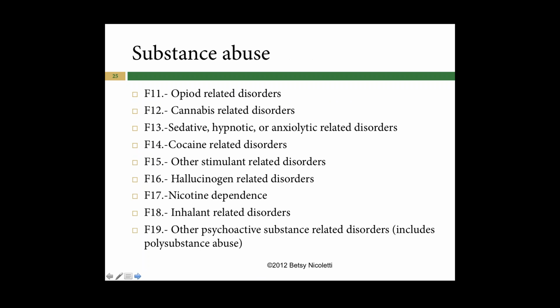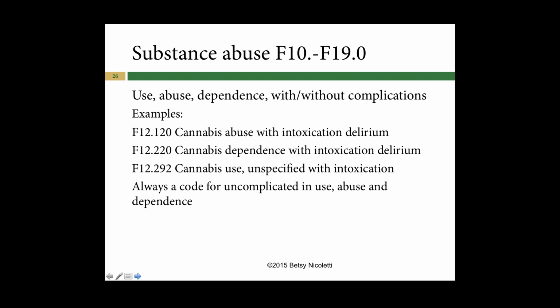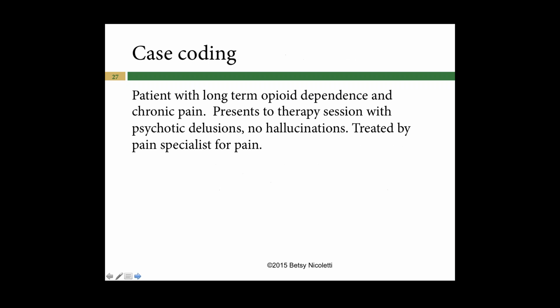Here is the list of substances. Nicotine dependence is in here, so the equivalent of 305.1 is going to be an F17 code. And these are the way they've defined them. Here are just some examples: cannabis abuse with intoxication, cannabis dependence with intoxication, or we have an unspecified code. There's always an unspecified code, and always a code for uncomplicated in use, abuse, and dependence. So we're able to use those. And again, there are plenty of unspecified codes that we're going to try not to use.